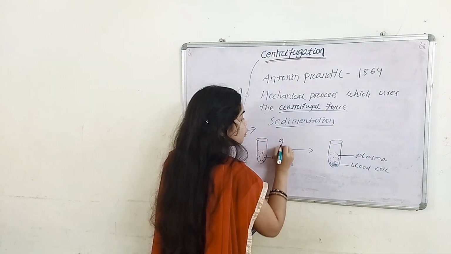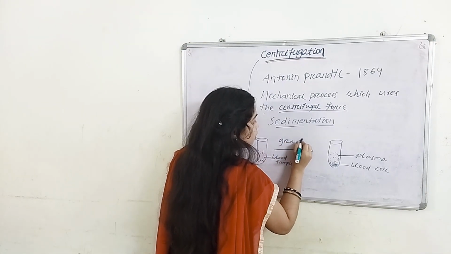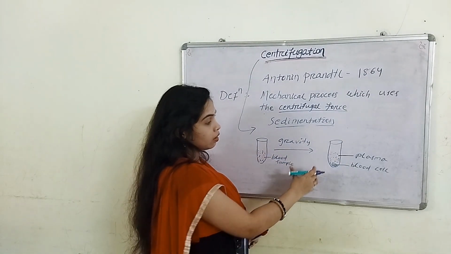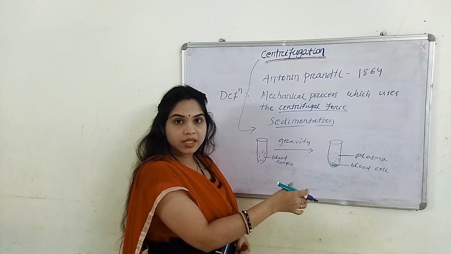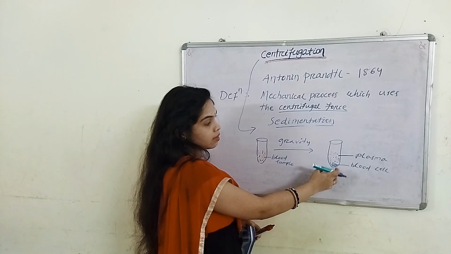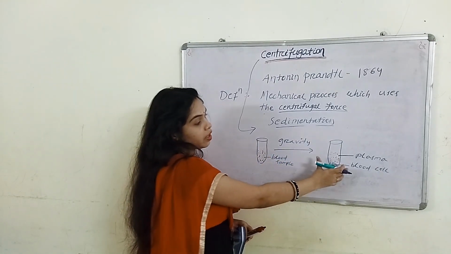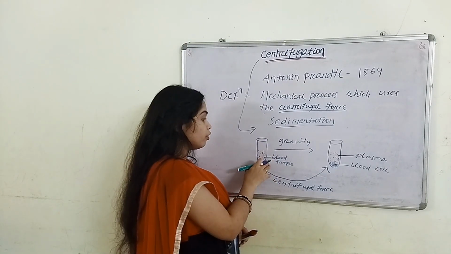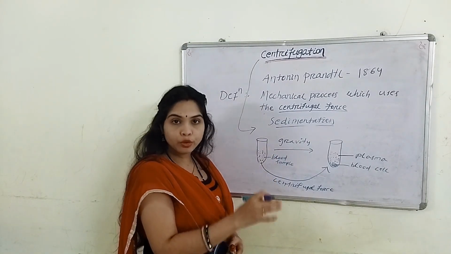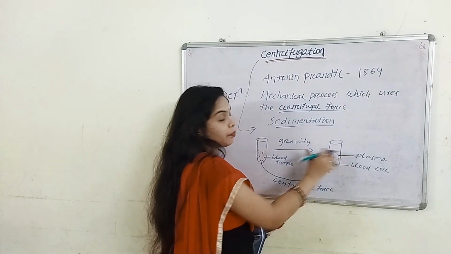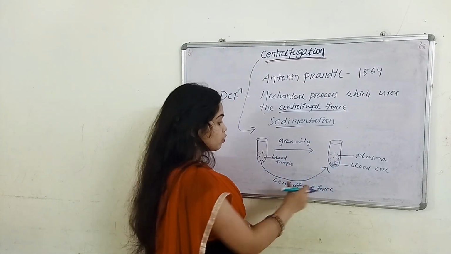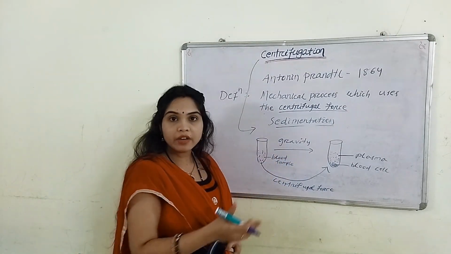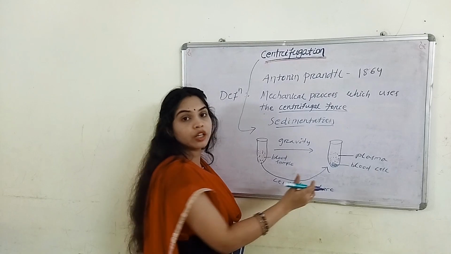If this process is carried out under the effect of gravity, it will take a few hours to separate the blood cells from the plasma. If we give a more powerful centrifugal force to this blood sample, within a few minutes the blood cells will be separated from the plasma. So instead of depending on gravitational force, we are depending on centrifugal force.